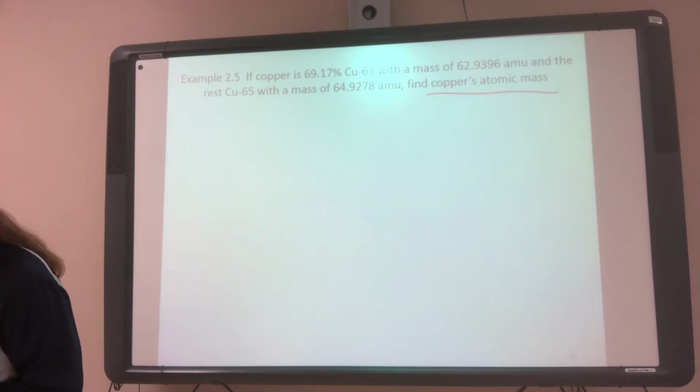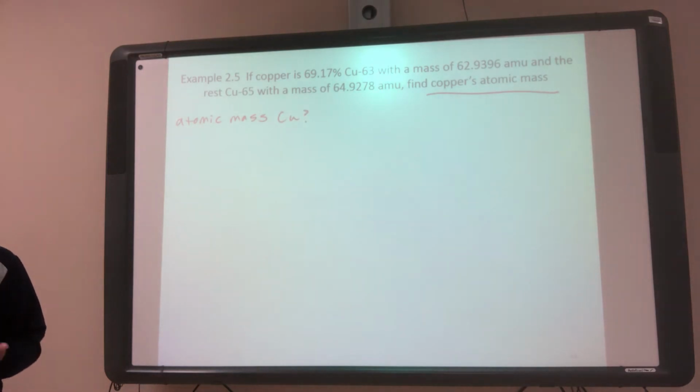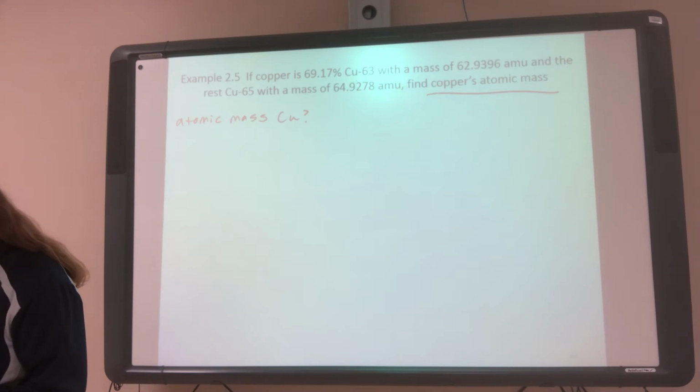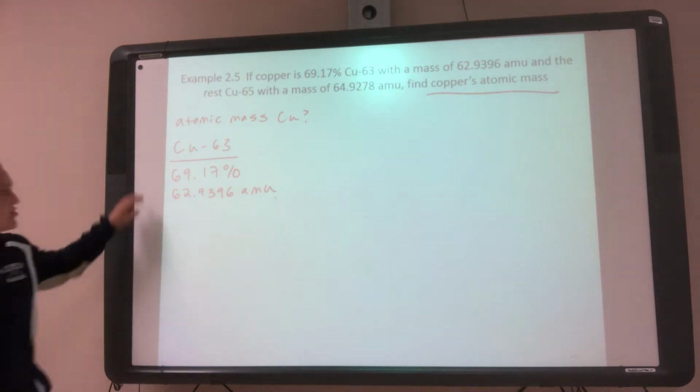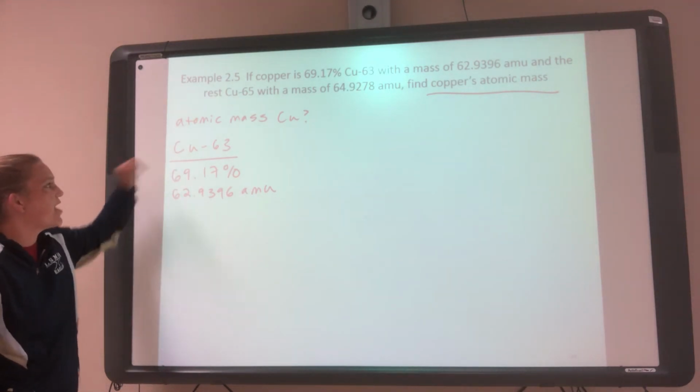I'm looking for the atomic mass of copper, which is Cu. So that's what I'm looking for. Then I want to say, well, what did they give me in the problem? They told me that I have copper 63, and this guy is in 69.17% abundance, and he has a mass of 62.9396 AMUs. So I know the percentage of this isotope, and I know his mass.